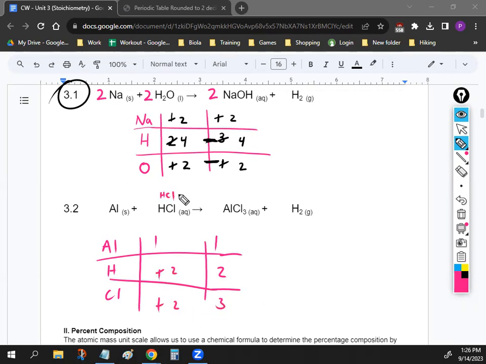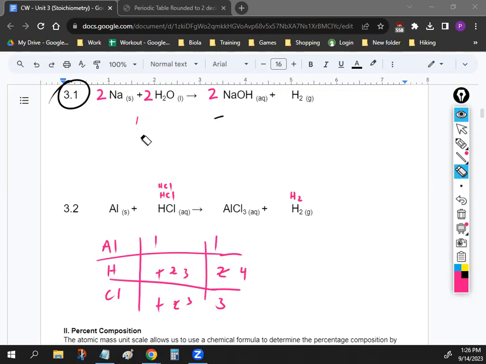But then we need more chlorine. So I'm gonna add another HCl right here. If I do that, that's gonna get me to 3 and 3. The problem is now I have to add more hydrogens on the right side. So I'm gonna add H2. That's going to get me to 4. And this is where balancing can get a little bit annoying because we're gonna have to go back and add another HCl. So if we add another HCl, we're gonna get to 4 and 4.